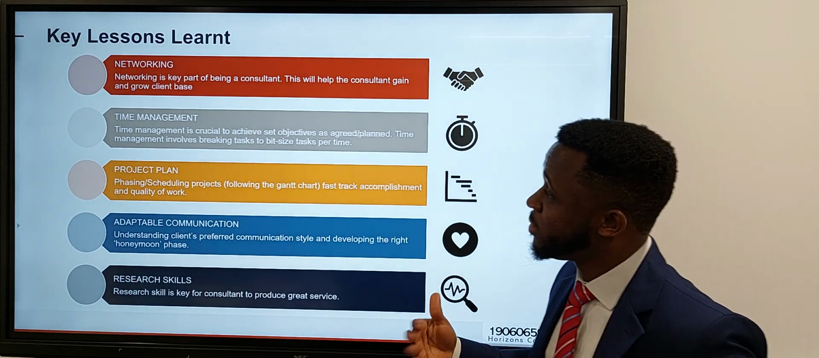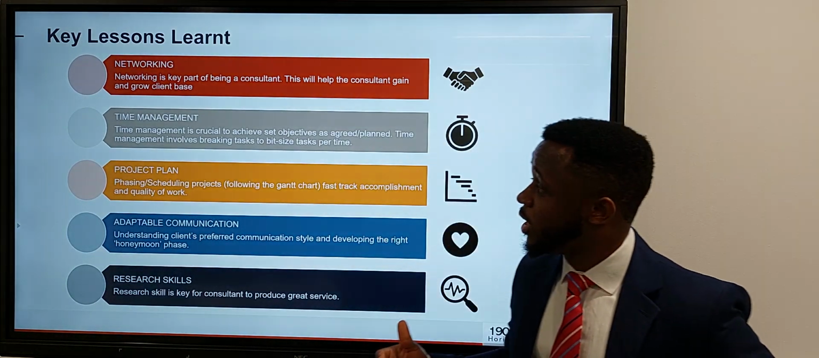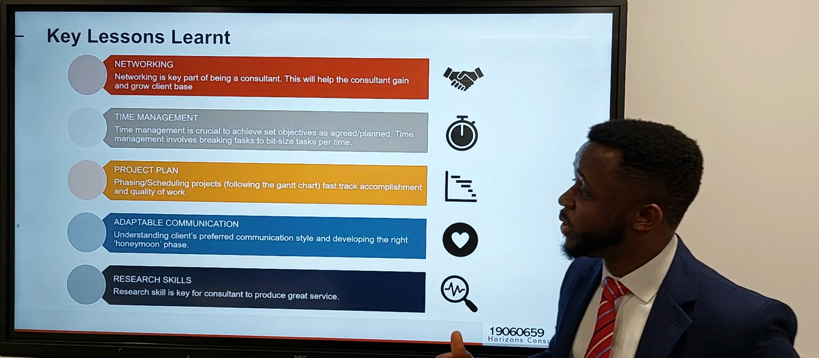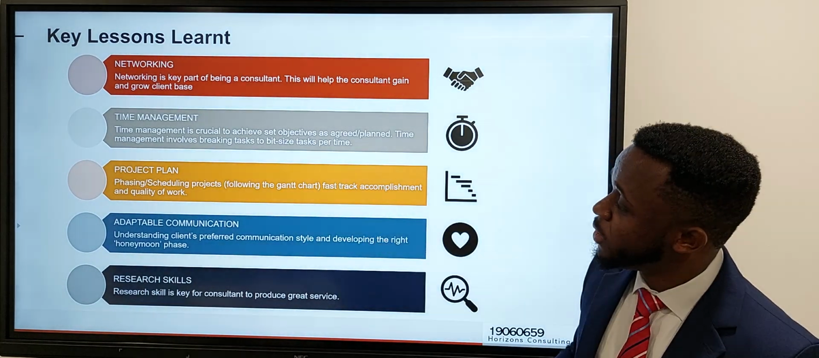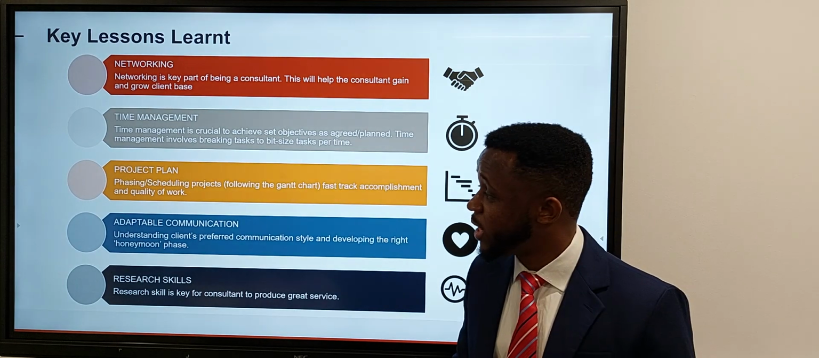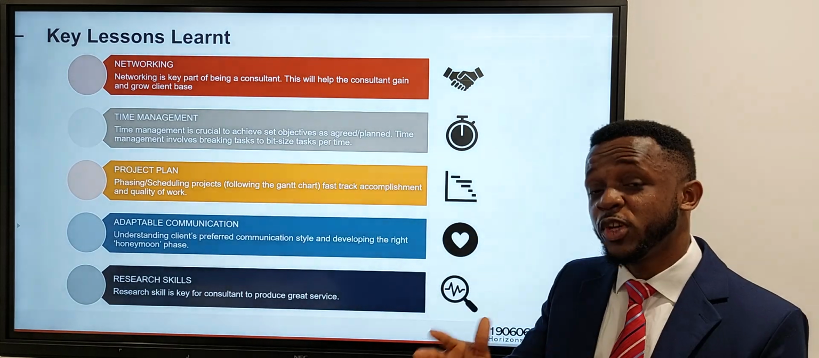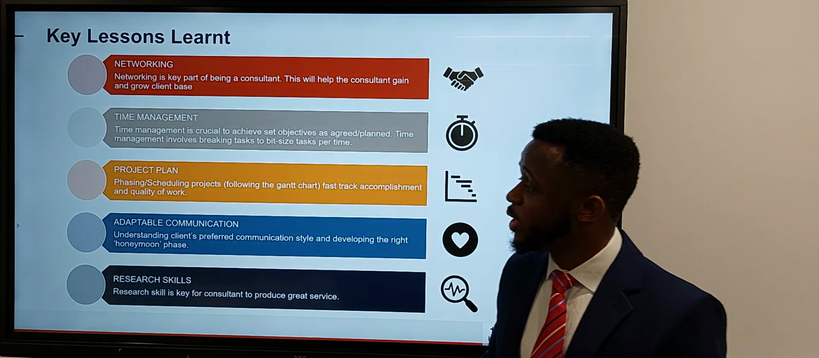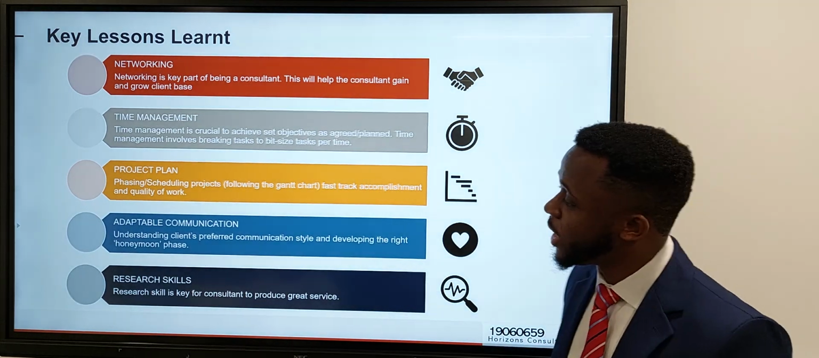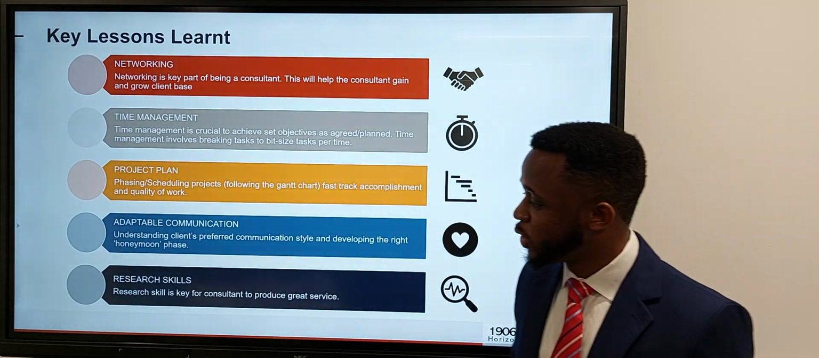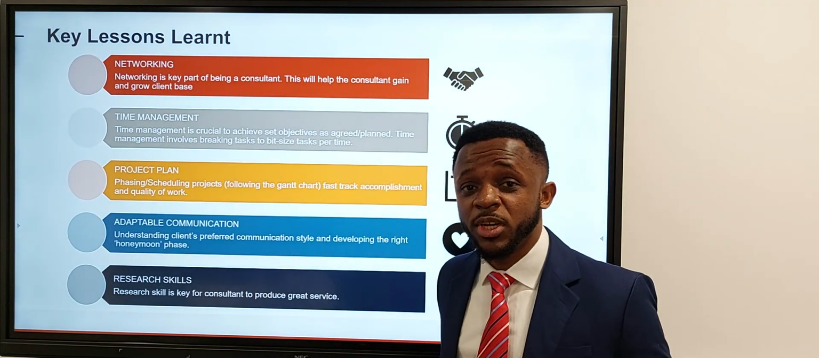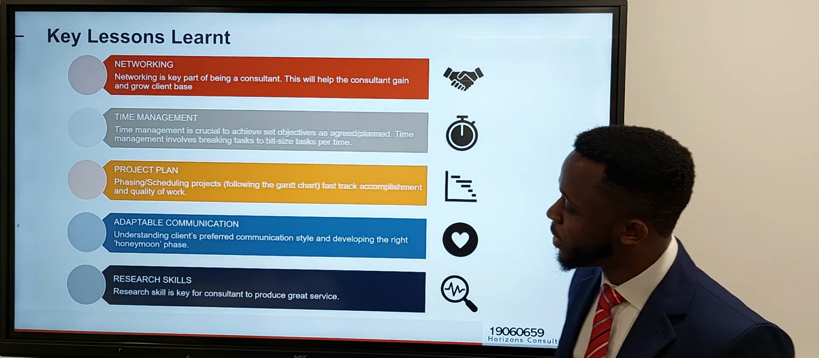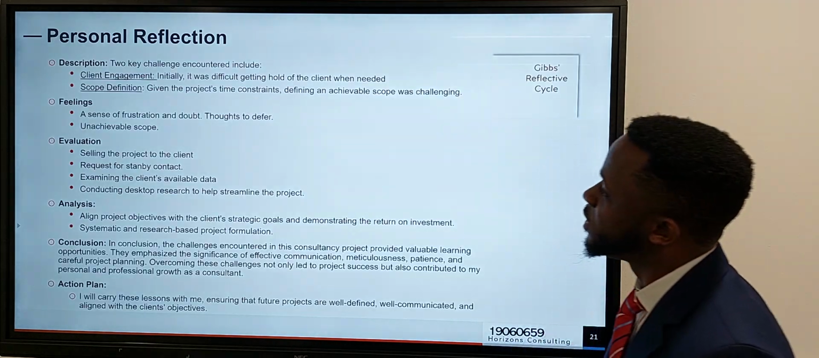At some point, I ran behind schedule, but I've learned to pick up pace and break tasks into chunks. And then the project plan: there has to be a project plan. Without the plan, without phase 1, phase 2, phase 3, phase 4, it was going to be really daunting to finish this task. And then adaptable communication: based on the challenge I faced, I learned that everyone has a different communication style, and you need to adapt to it. And then research skills that brought us to this phase.